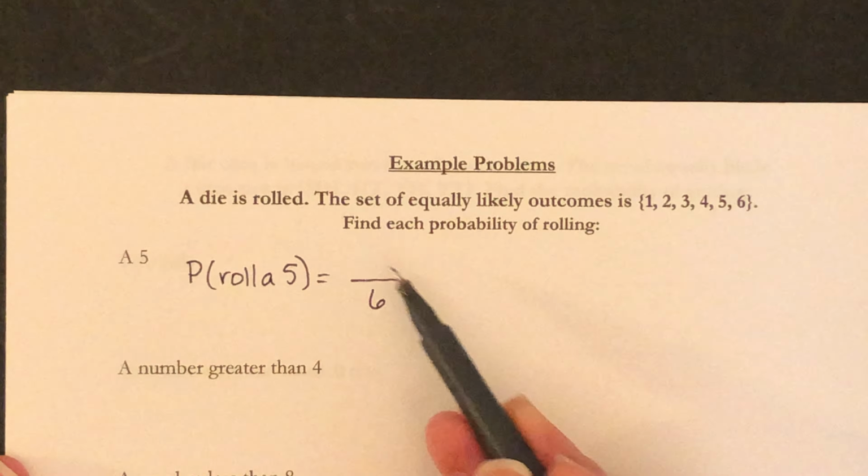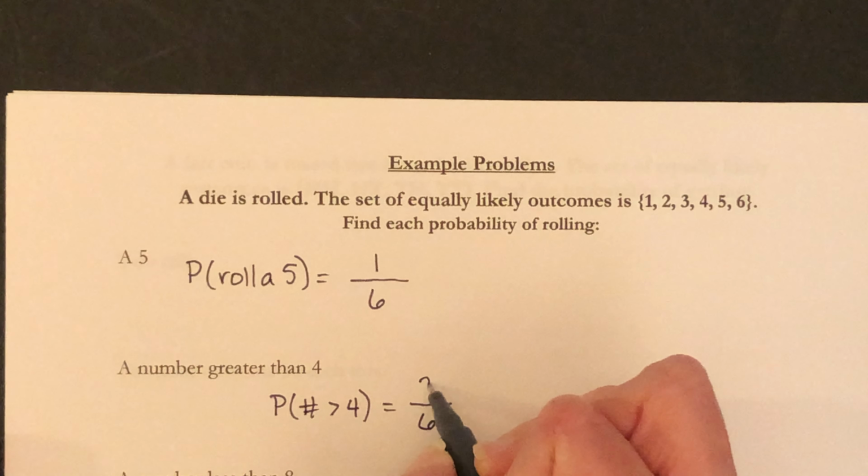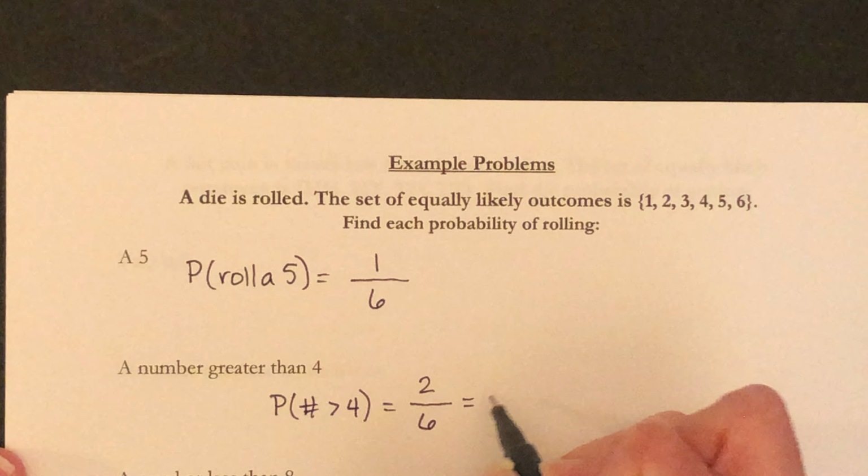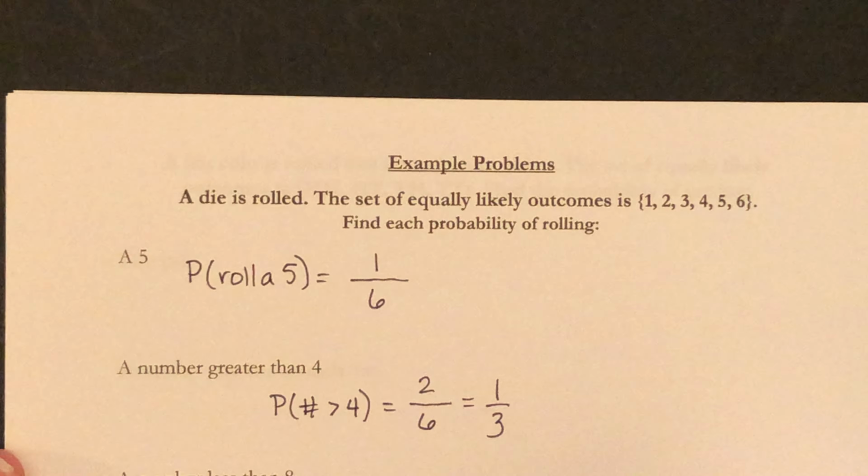Now, the probability of a number greater than 4. There are 6 possible rolls, so it's over 6. How many different numbers are greater than 4? 5 and 6. So there are 2 ways we can do that. Now you're always going to be asked to reduce any fraction. So this probability would be 1/3.